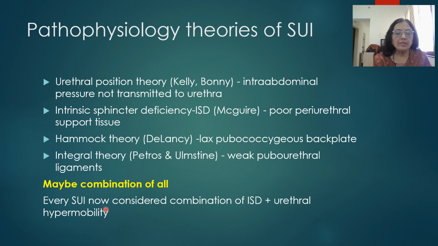With modern research, what we have come to understand is every SUI is now considered a combination of intrinsic sphincter deficiency and urethral hypermobility. So usually in a given patient, there is a presence of both. That sphincter deficiency is there, as well as urethral hypermobility. That means urethral position has become abnormal, either because of this hammock theory, lax pubococcygeus backplate, and/or the weak pubourethral ligaments.